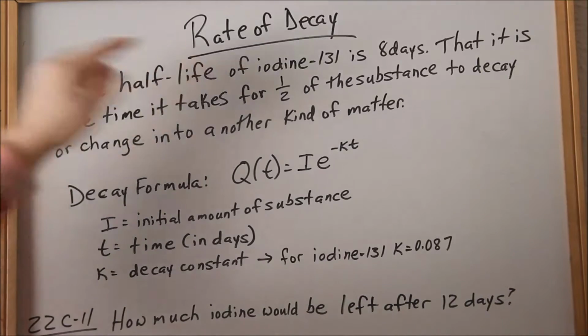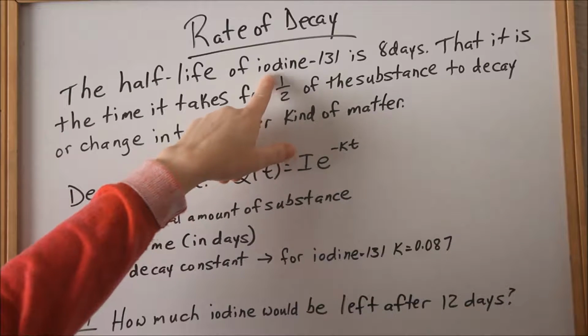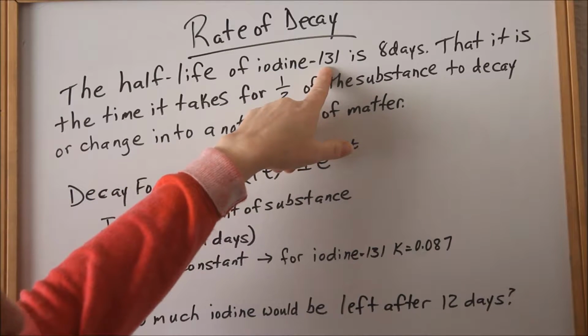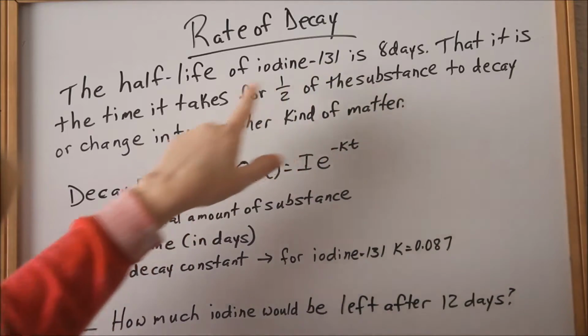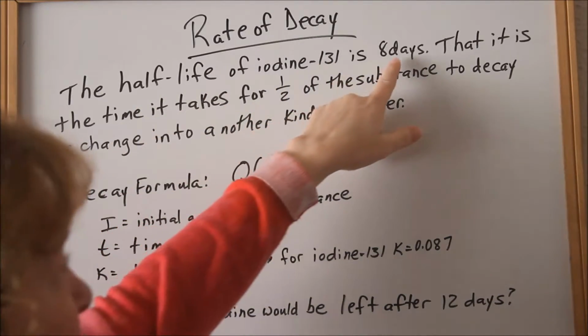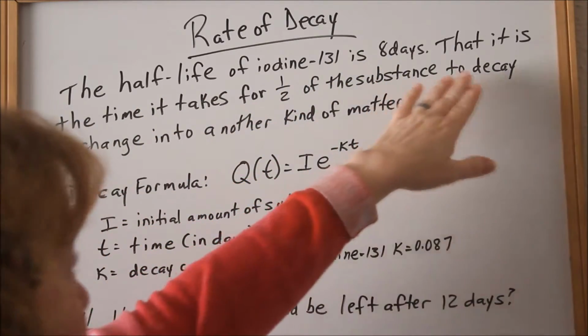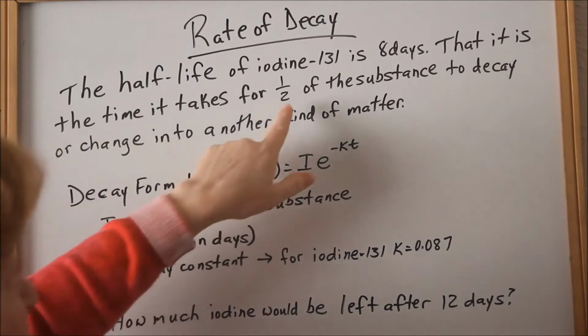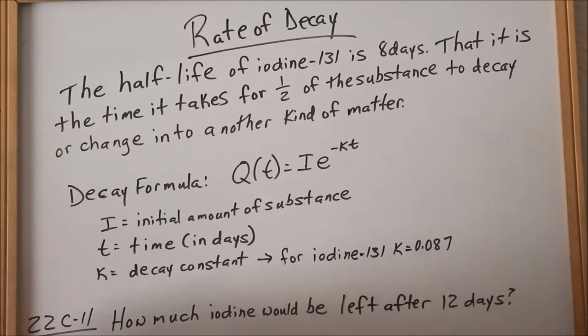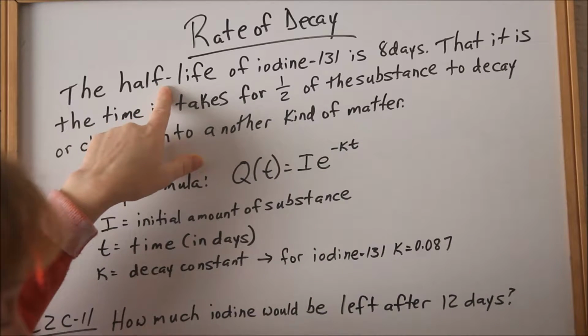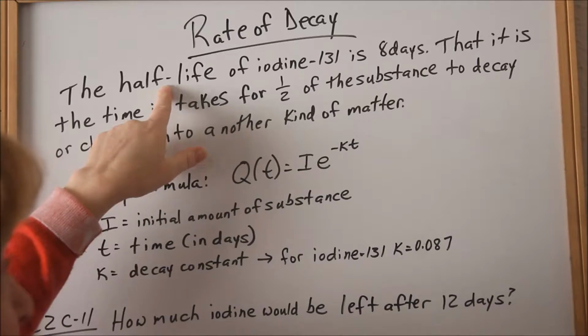The half-life of iodine 131, if you've taken chemistry, that is an isotope of iodine, is 8 days. The half-life is the time it takes for 1/2 of the substance to decay or change into another kind of matter. They're explaining what the term half-life means.